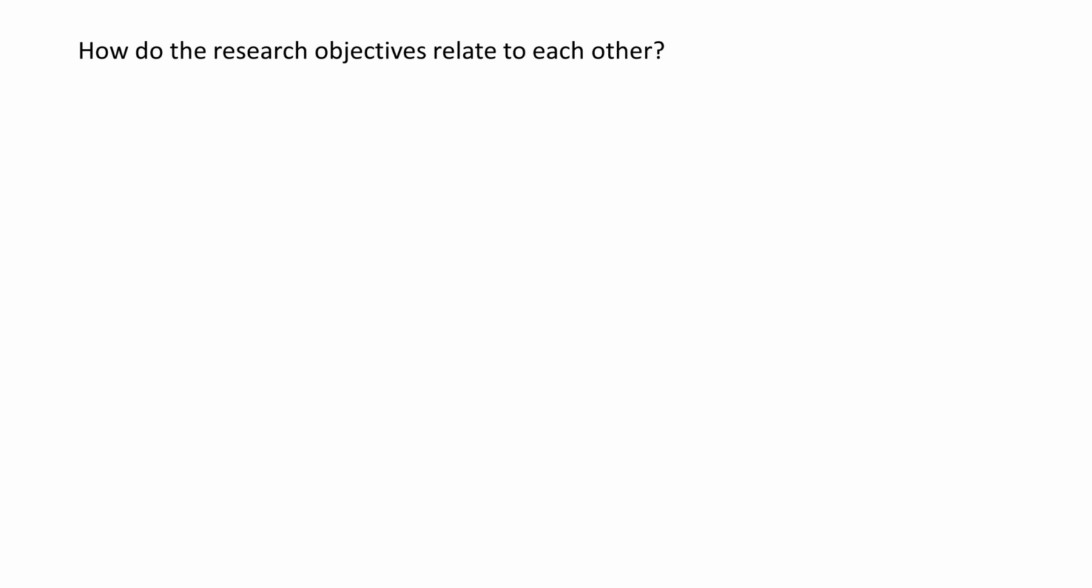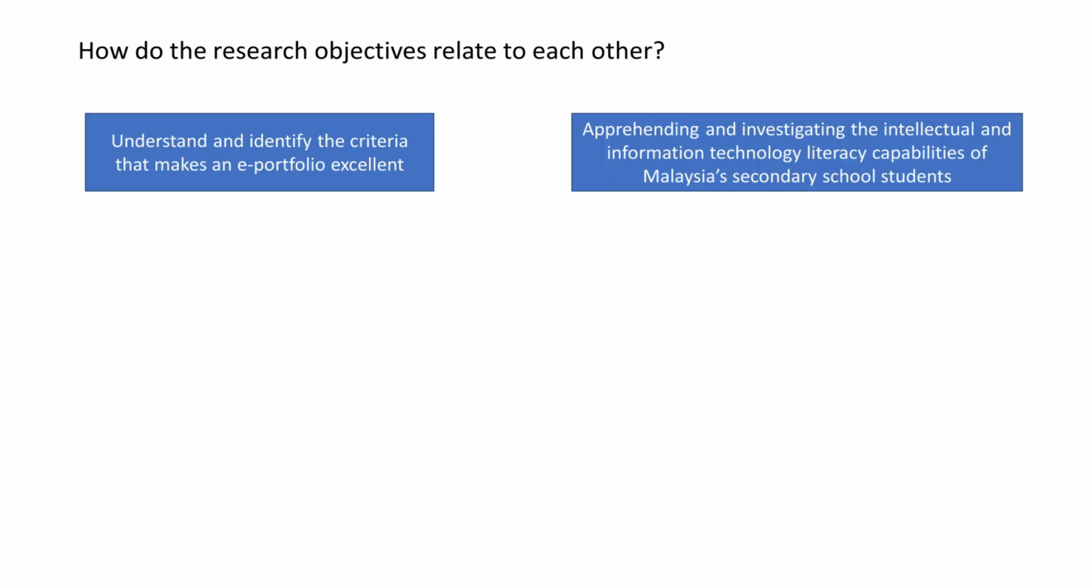Now, I'll explain about the basis of my research design, which is built upon achieving the research objectives I've listed, and then relate the findings to one another. Here are the first two research objectives. By achieving these objectives, I can identify the criteria that makes an e-portfolio excellent, together with a full grasp of the level of IT literacy amongst Malaysia's secondary school students.